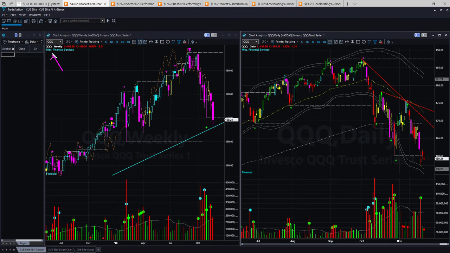NASDAQ ETF QQQ, similar picture like SPY. The weekly candle color and shape both are bearish. Price is near memory trend line support. Daily is bearish. This is not a time to take long trade because it is bearish. At the same time, because price is close to the memory support line, you may not take any short trade either.